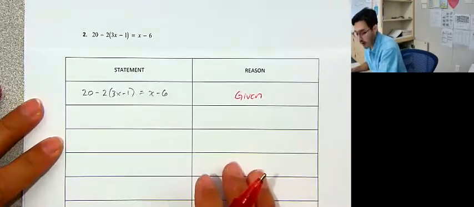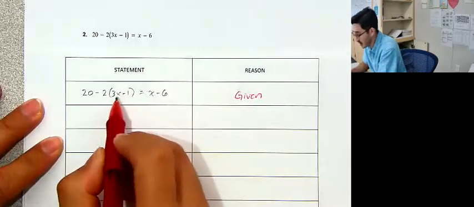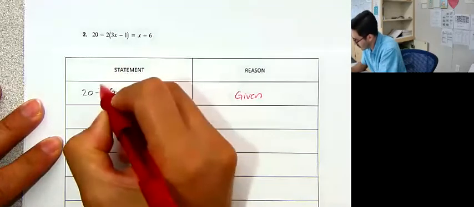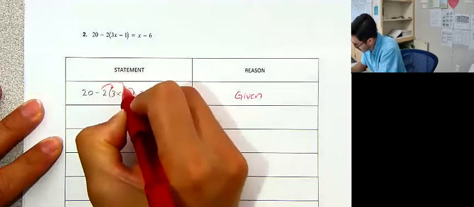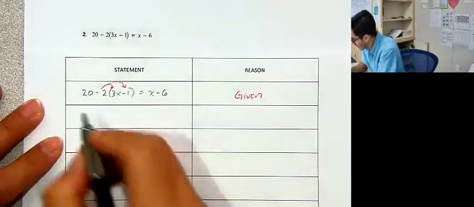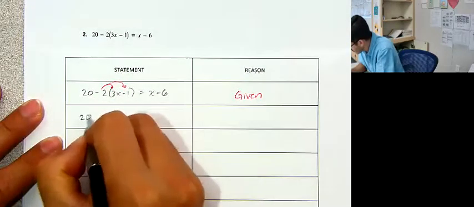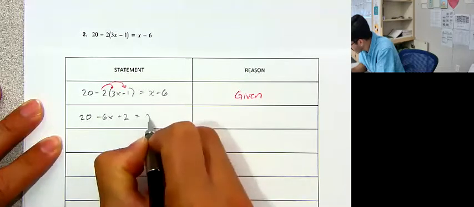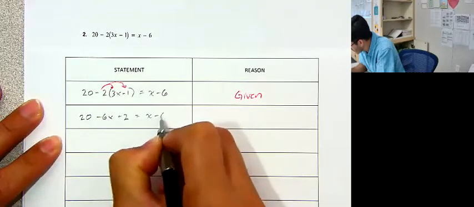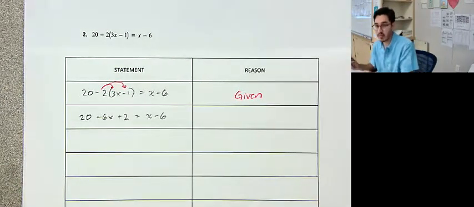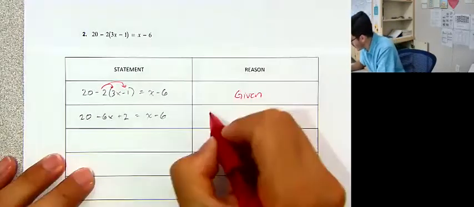Now, you might remember from algebra that when you see parentheses with some factor outside, we multiply. So 20 minus 6x plus 2 equals x minus 6. So when I multiply into that set of parentheses, I'm using what's called the distributive property.